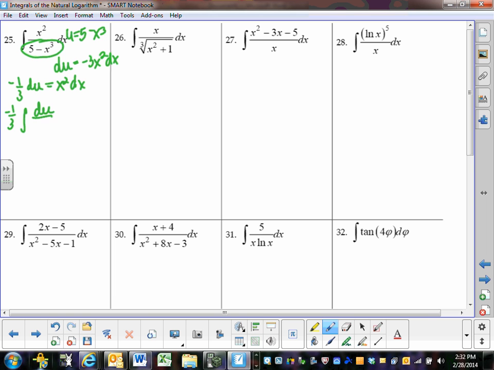For this next one, we are not able to simplify. Even if we did factor, we can't cancel anything. So on here, we want to notice that the powers are different. So it's very similar to number 22. One of them is the derivative, one of them is the u.